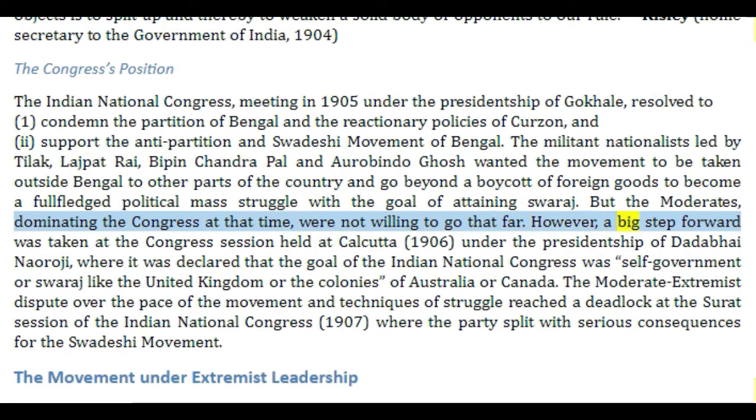However, a big step forward was taken at the Congress session held at Calcutta, 1906, under the presidency of Dadabhai Naoroji, where it was declared that the goal of the Indian National Congress was self-government or Swaraj like the United Kingdom or the colonies of Australia or Canada. The moderate-extremist dispute over the pace of the movement and techniques of struggle reached a deadlock at the Surat session of the Indian National Congress, 1907, where the party split with serious consequences for the Swadeshi movement.